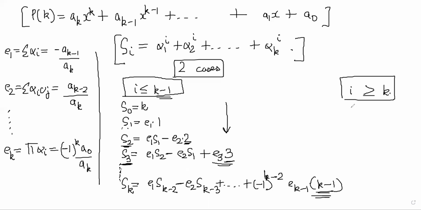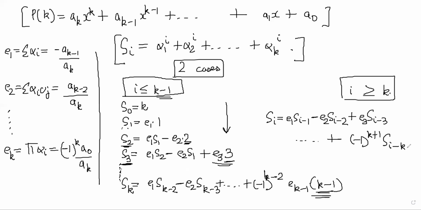If i is greater than or equal to k, the relation is very simple. You just have Si is equal to E1 Si minus 1 minus E2 Si minus 2 plus E3 Si minus 3 and so on till minus 1 to the power k plus 1 Ek S of i minus k. This is the recursion, Newton's identity for powers greater than k. So this should help you solve problems.